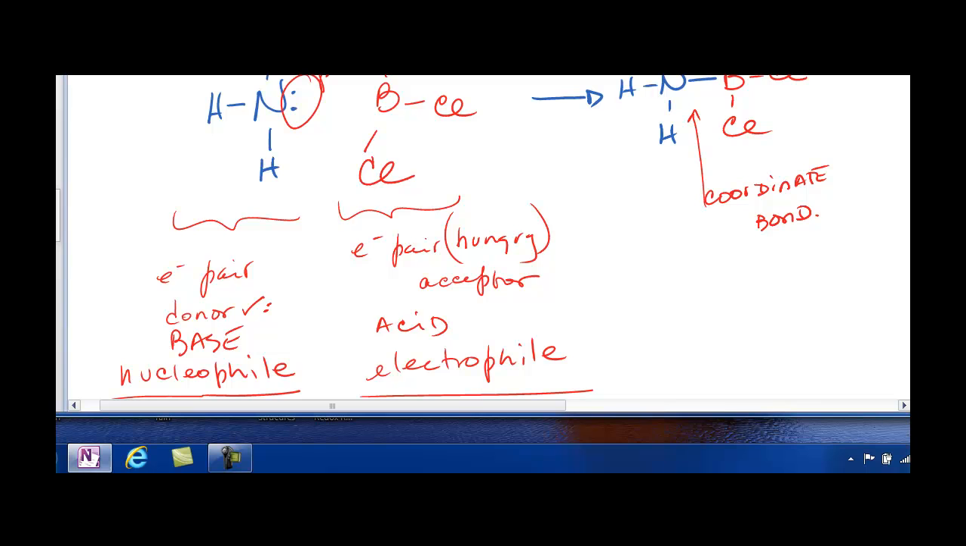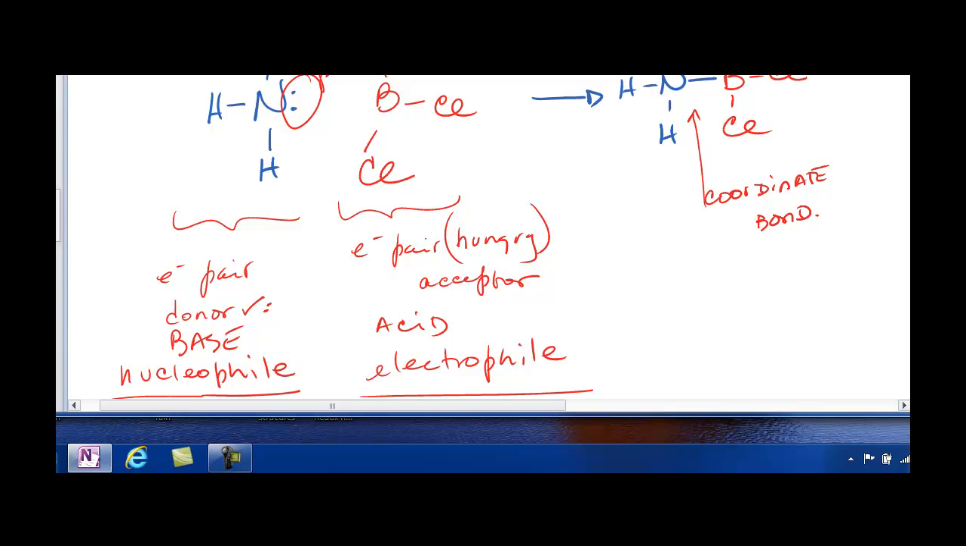Are we okay with the difference between Arrhenius and Brønsted-Lowry? And in the test, I will give you a reaction. And I will say, A, this is a Brønsted-Lowry acid base. B, this is Arrhenius acid base. C, this is a Lewis acid base. D, two of these. Three, all three of these. So you apply your definition.